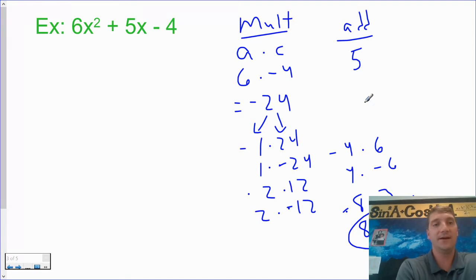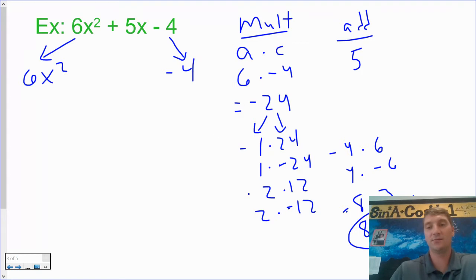Once I have that, this A term is going to stay here. This -4 is going to stay here. And these two terms right here, I'm going to put right in the middle. I'm going to split up my middle term. It doesn't matter which one you put first, the 8 or the -3. I suggest you put the negative term first if you have the option. So I'm going to put a -3x here and then an 8x here. Nothing has changed. I've rewritten the 6x squared, I've rewritten that -4, and I've changed 5x to -3x plus 8x, which is still 5x.